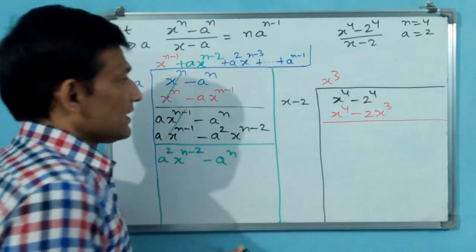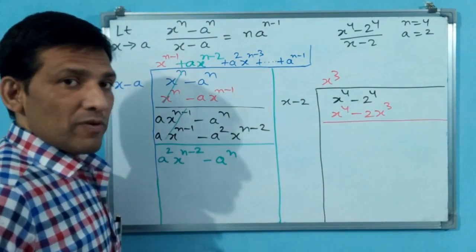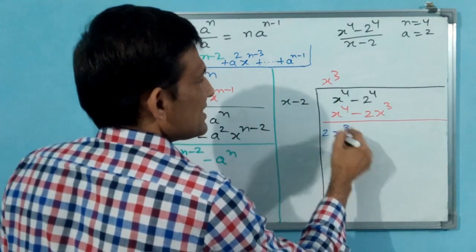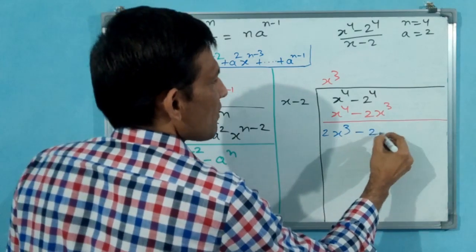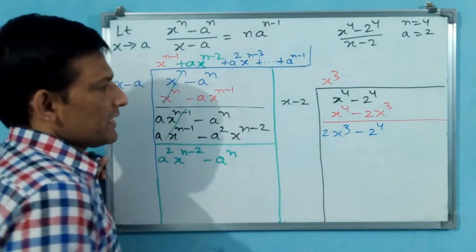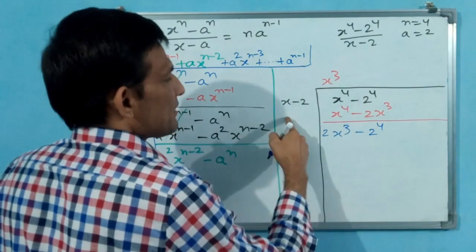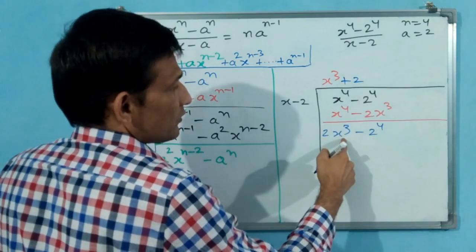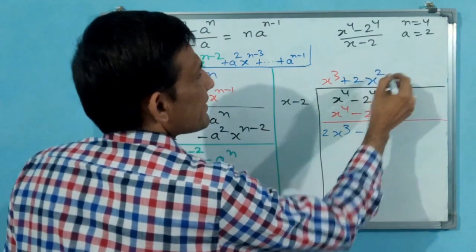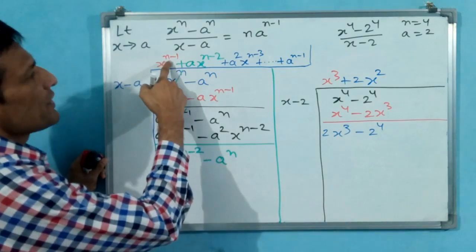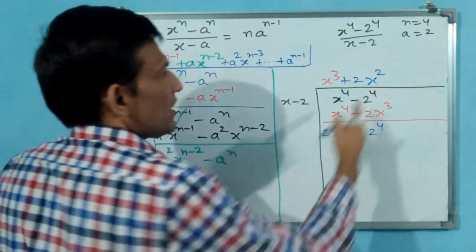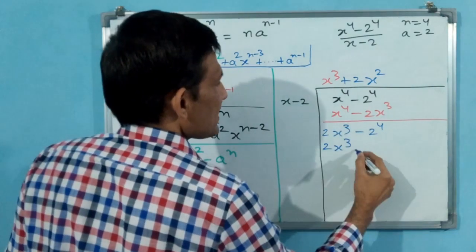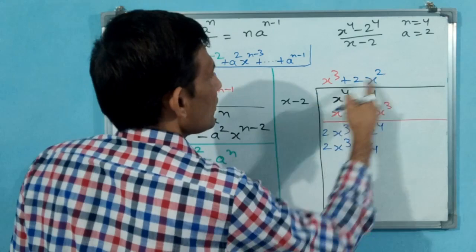Then what will happen? X to the power of 4, x to the power of 4 get cancelled. Then first you write 2x cube, minus of minus plus, then minus 2 power 4. Now for x power 4, x cube you multiplied, but for 2x cube you have to multiply with x square. The power of x goes on reducing. Now 2x square into x, 2x cube, but minus 2 into 2, 4x square.